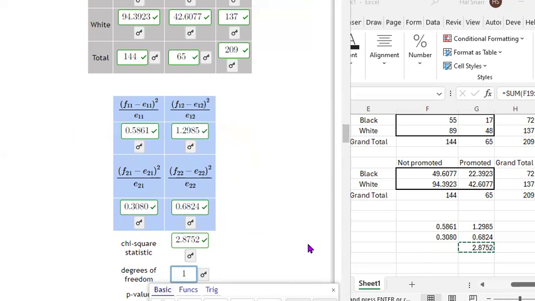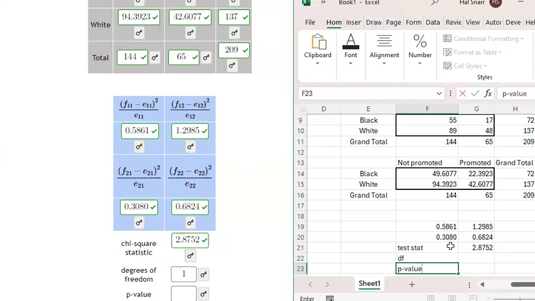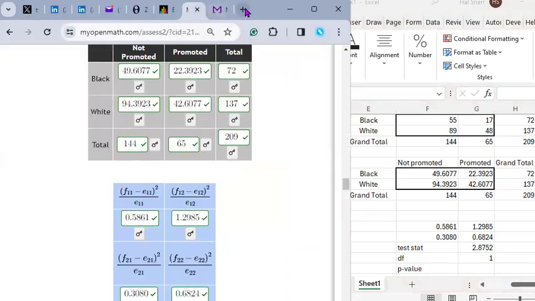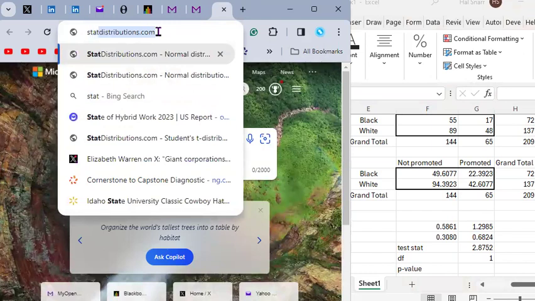Okay, so this is the chi-square statistic, the test statistic. This is the degrees of freedom. And then you have the p-value of the test statistic. Now, to illustrate how this works, I'm going to pull up a website that you might be familiar with at this point. If you take my stats class, you are. I'm going to pull up a website called statdistributions.com.